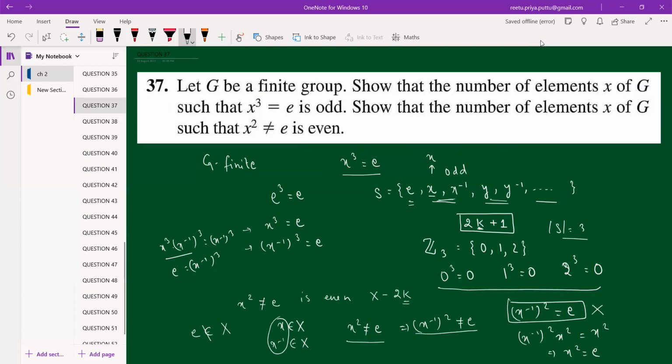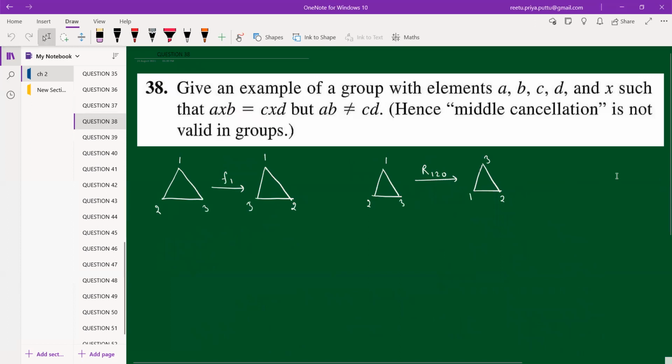K will differ by the difference of the group. What group we are choosing, that will differ. So next, question number 38. This is an interesting question. We have to find an example of a group with elements A, B, C, D and X such that AXB equals CXD, but AB will not be equal to CD. So we will try to find the example in D3.